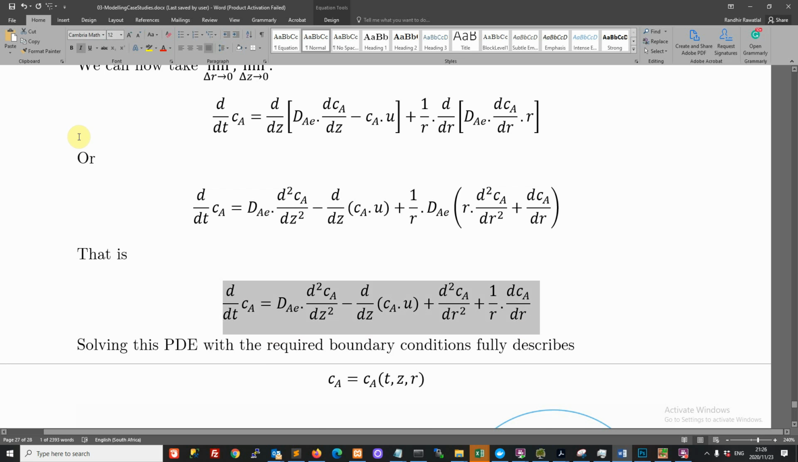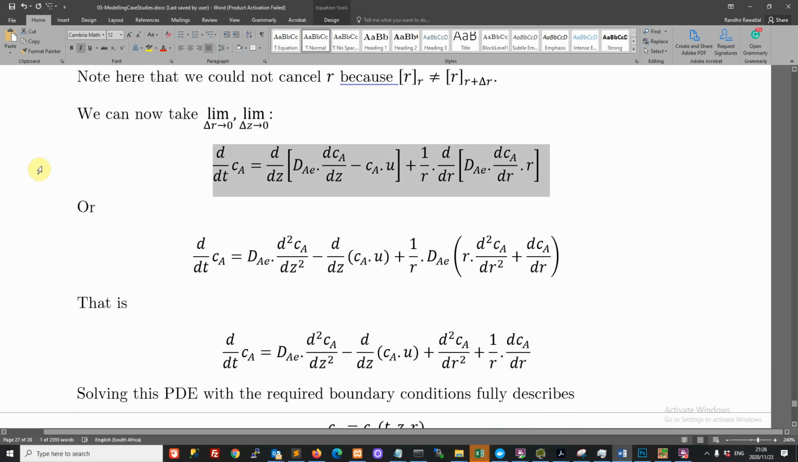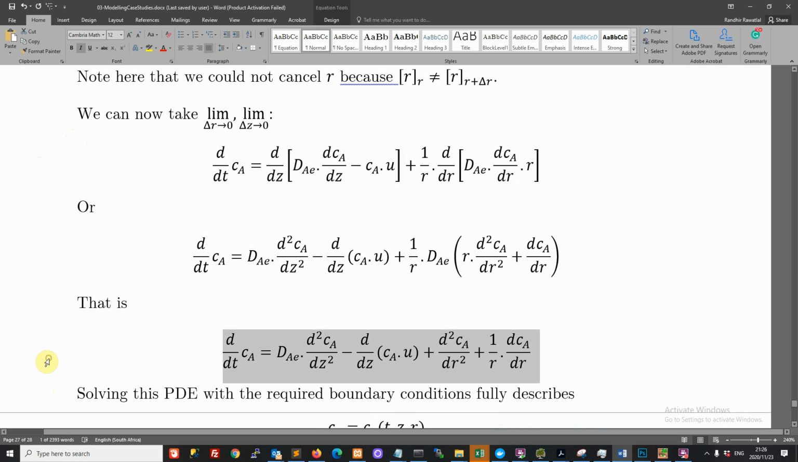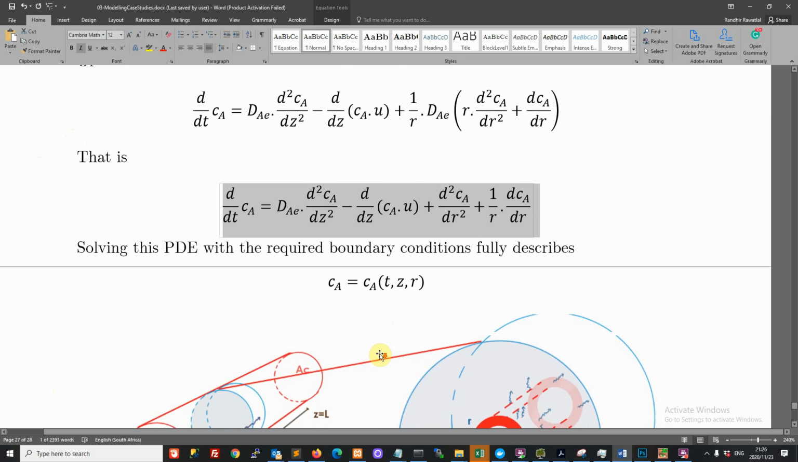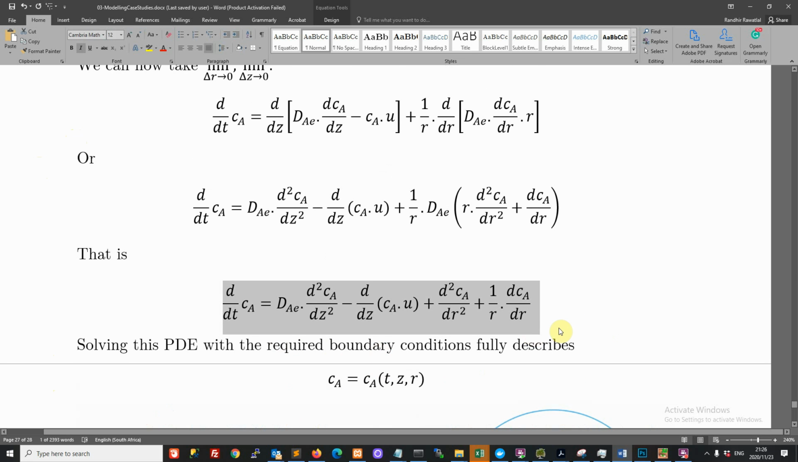So anyway, however you choose to finally represent your PDE, you will have a first order term in time, and you can see it's going to be second order in terms of the axial position z, and it's also second order in terms of the radial position r. Right, so if you count it up, that means we need 5 boundary conditions to solve this problem.